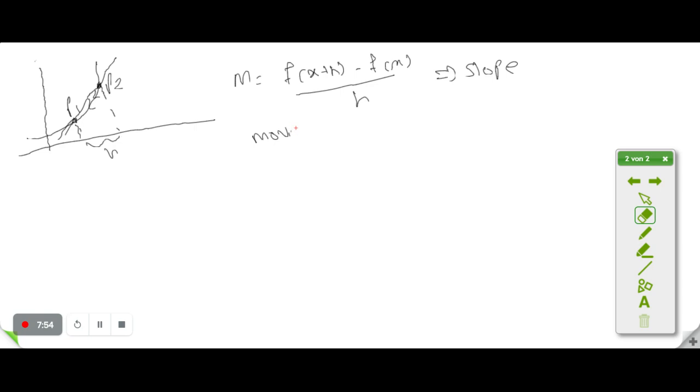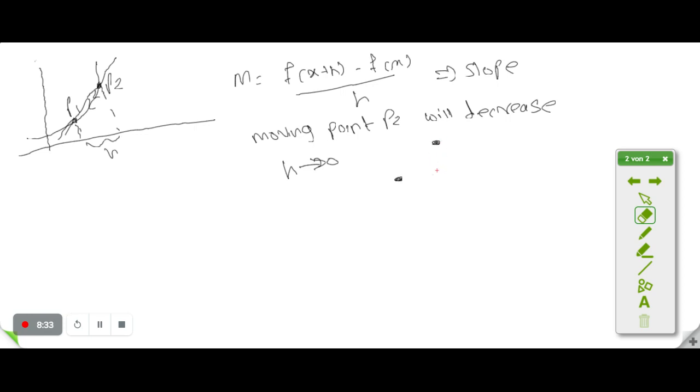So moving point P2 will decrease h. This is pretty much clear from the graph. Why am I doing that? Because if I want to find the slope at this very specific point, I will decrease h such that h will move towards zero. The difference between these two points will move towards zero. I can say that h is approaching zero, right?